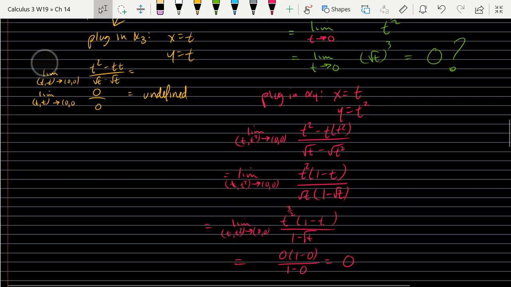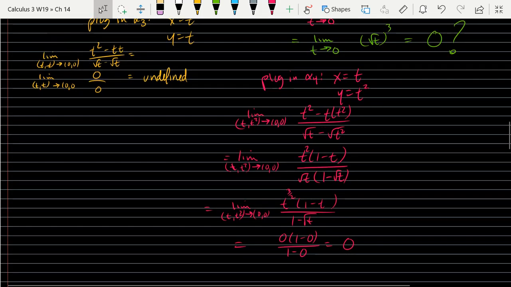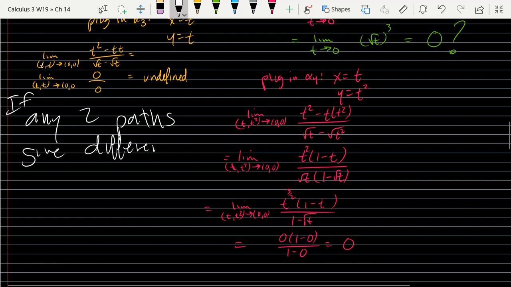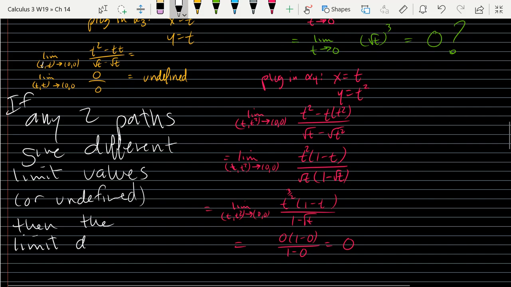All right, so good news is if you get any path with a different value, you can say your limit doesn't exist. So I got undefined. If any of them are undefined, your limit also doesn't exist. So if any two paths give different limit values, or undefined, then the limit doesn't exist. And we'll use DNE for does not exist for the limit. So we found two different paths that gave us two different values.